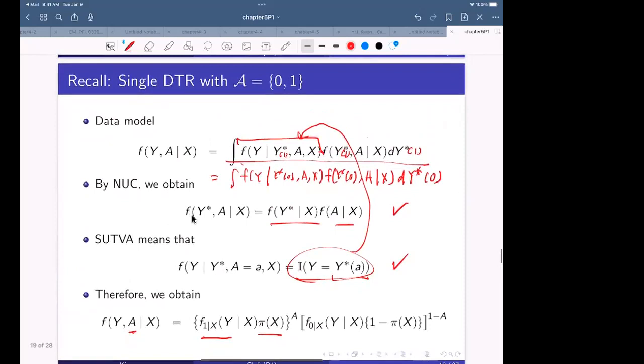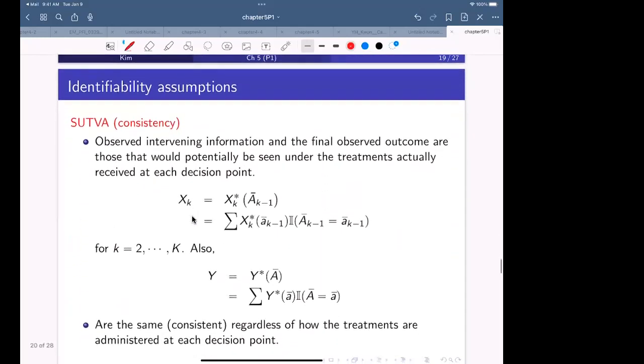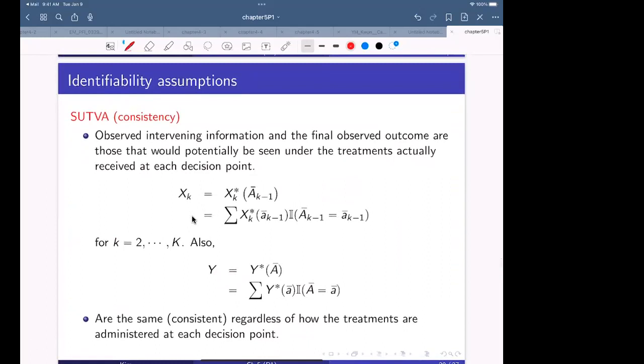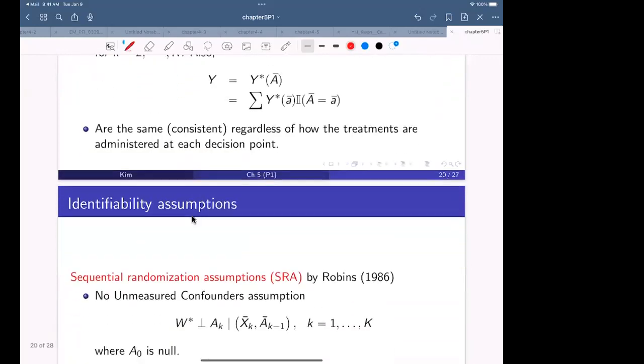So that's for a single DTR. But now we are talking about the general multiple-stage case. In that case, we need the Stuart condition, of course. The Stuart condition is that your Xk, this is your observation, right? Your observation is a potential outcome. If you know the potential outcome and A, then you know the observed random variable, right? So that is really just the consistency condition.